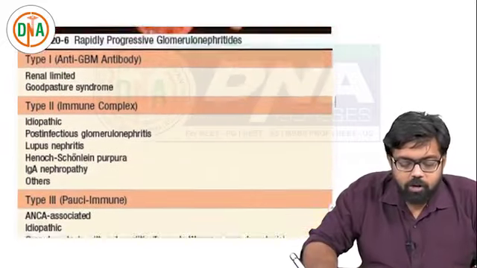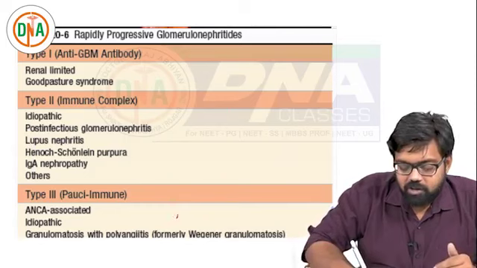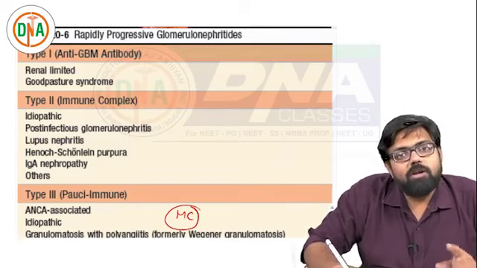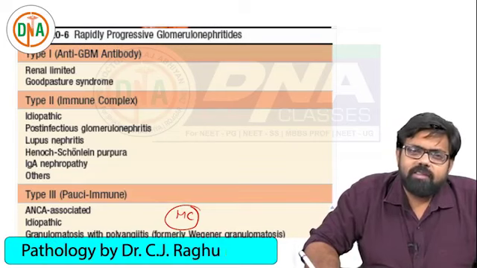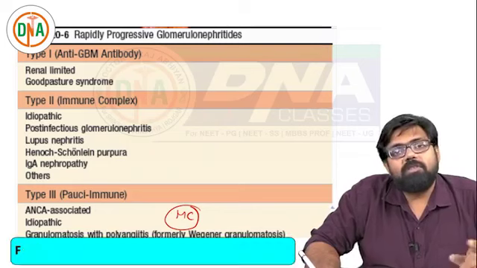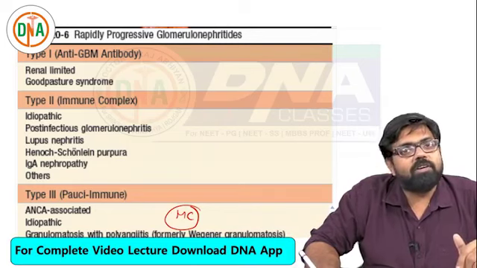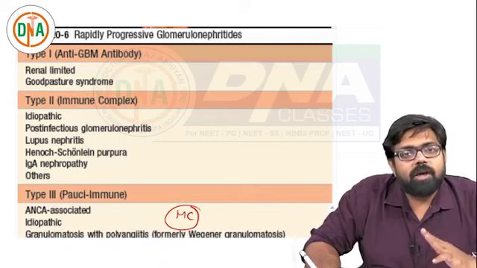Now as you know, RPGN is of 3 types: 1, 2 and 3. Type 3 is the most common. In type 1, you have only one disease, called Goodpasture syndrome. In type 2, you have SLE, IgA nephropathy and HSP. In type 3, you have W and M: Wegener's granulomatosis, now called granulomatosis with polyangiitis, and microscopic polyangiitis. These come under RPGN 3.